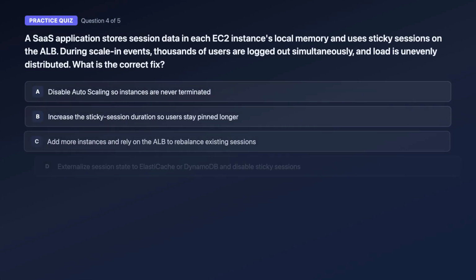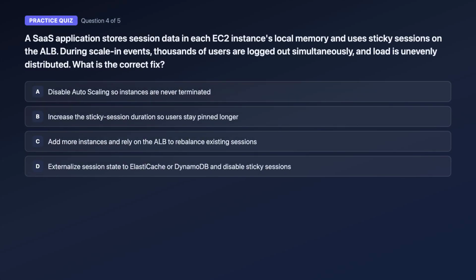Question 4. A SaaS application stores session data in each instance's local memory and uses sticky sessions on the load balancer. During scale-in, thousands of users get logged out at once, and load is uneven. What's the correct fix? Option A, disable auto-scaling so instances are never terminated.